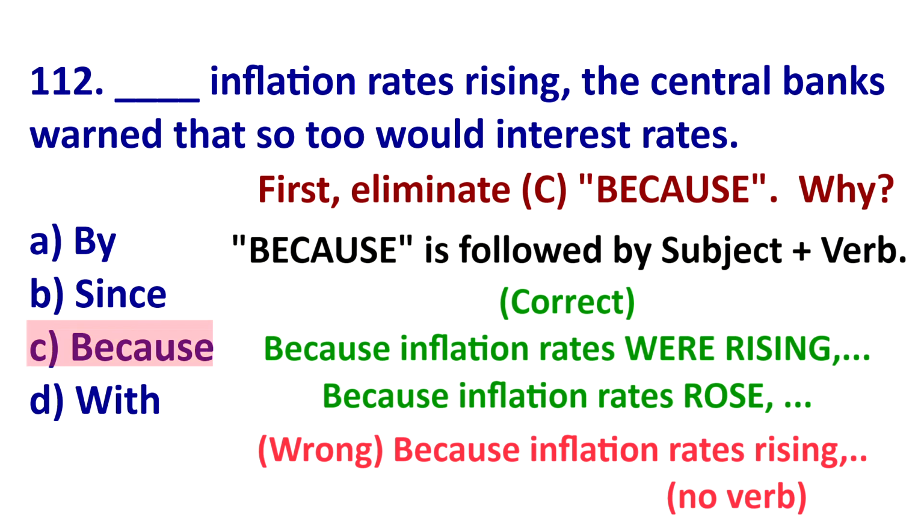Let's eliminate because. This is because you need a subject plus verb after because. So you could say because inflation rates were rising, or because inflation rates rose. But if you look at this, you just have inflation rates, which is your subject, and rising. Rising is not a verb here. This is a gerund. If you said were rising, are rising, that's a verb. But here we don't have a verb. So immediately eliminate because.